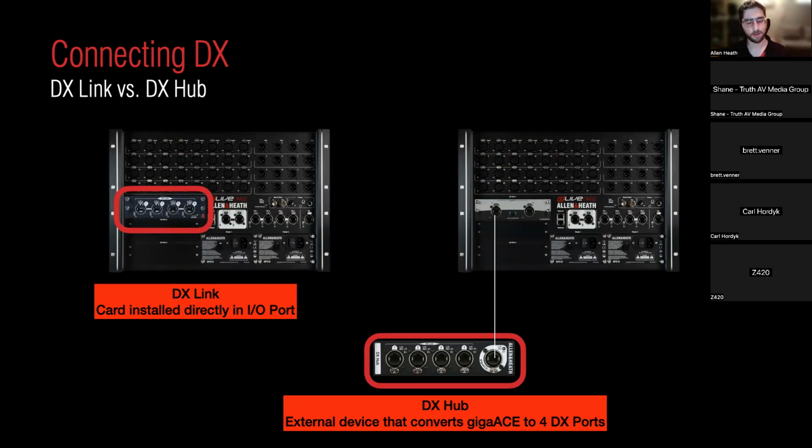Well, you'll see, Carl, by the end of this, I'm sure you'll have the answer to your question, because all of these are different options really for connecting DX stage boxes all over the place. So if you had a DX Link card, you can distribute DX stage boxes all over the place. If you have a DLive, you already have some built-in DX ports that you can use for distribution, and a DX Hub as well can be used for that if you have a GigaAce card installed.